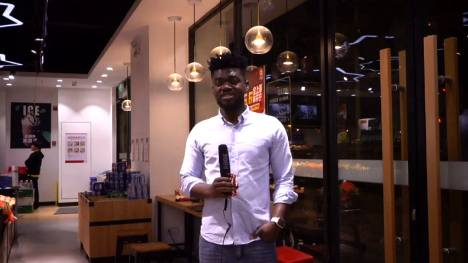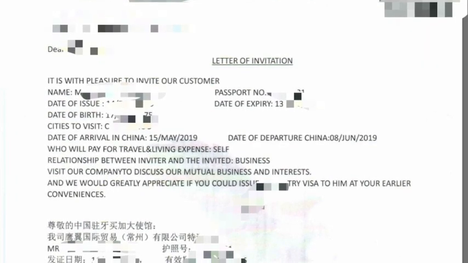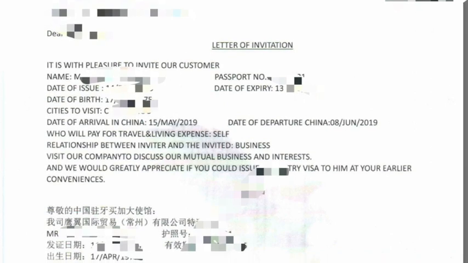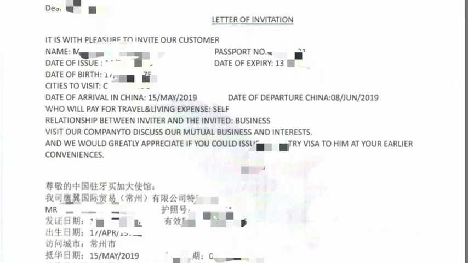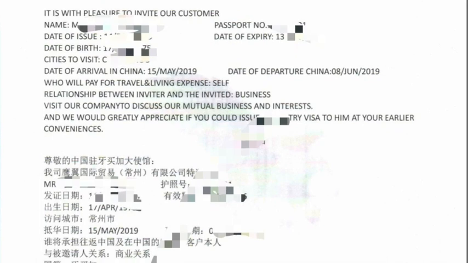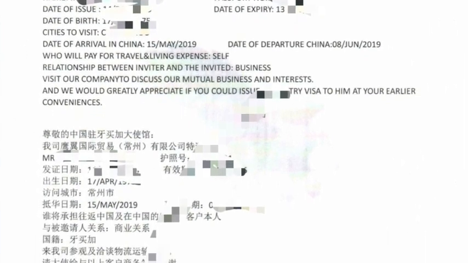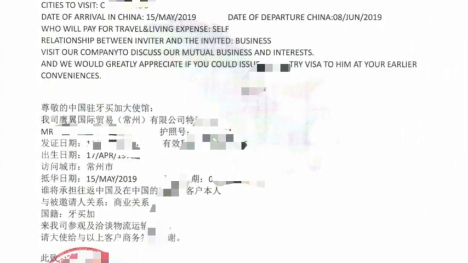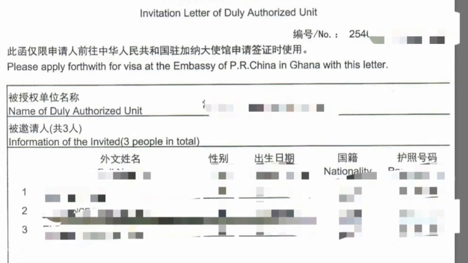Your invitation letter should have this basic information. If your invitation letter doesn't have this information, then you are ready for doom. Your invitation letter should have your name exactly like how it is on your passport. It should also have your passport number clearly. Also, the invitation letter should state when your passport is expiring, as it is on the passport. The next thing your invitation letter should have is your purpose of coming to China. It should state it clearly. Also, it should state your duration of stay.